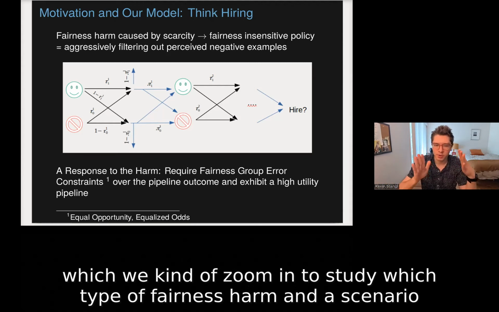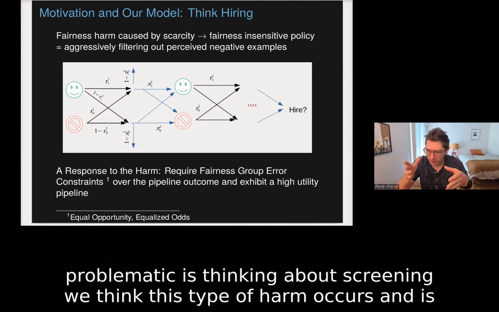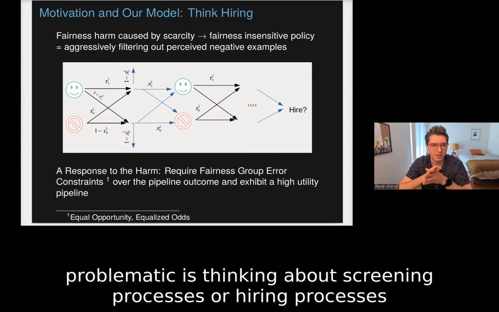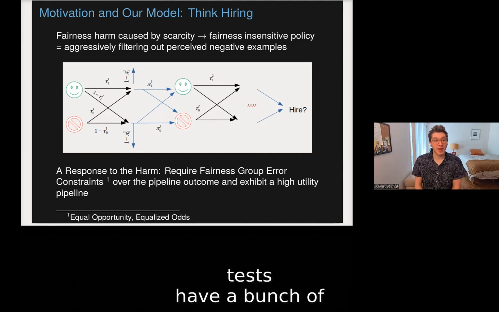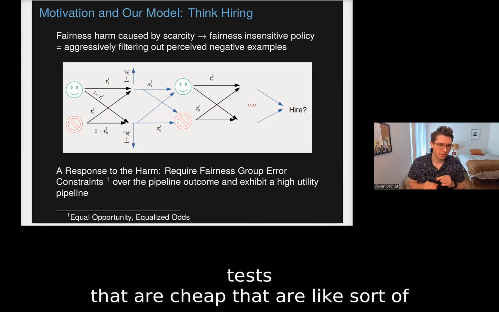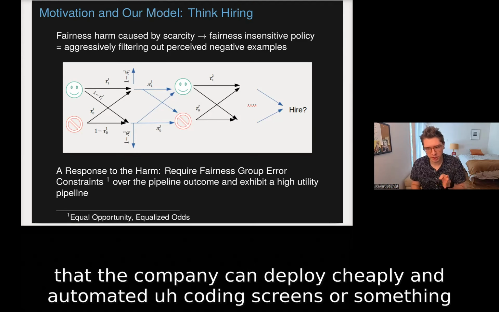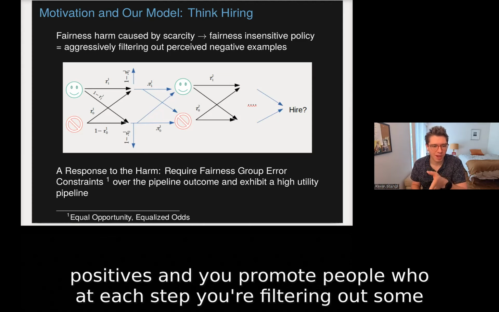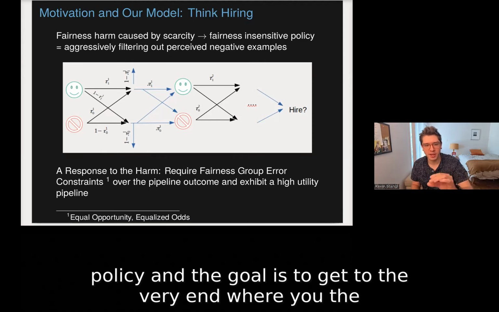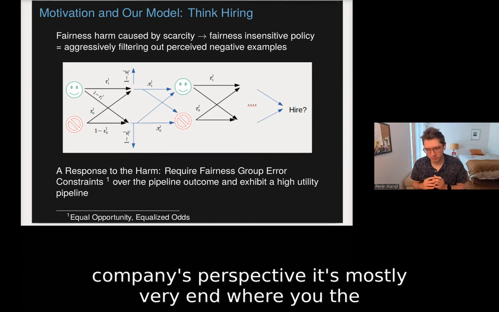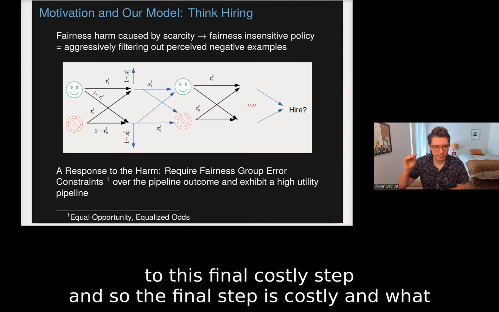And a scenario which we zoom in to study, where we think this type of harm occurs and is problematic, is screening processes or hiring processes in our paper. The idea here is you have a bunch of tests that are cheap, early round interviews, maybe automated coding screens or something that the company can deploy cheaply. At each step, you're filtering out some people and you promote people who pass the test according to some policy. The goal is to get to the very end where, from the company's perspective, it's mostly positive examples that are then promoted to this final costly step. And the final step is costly.